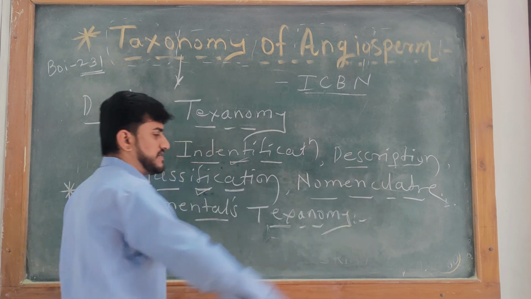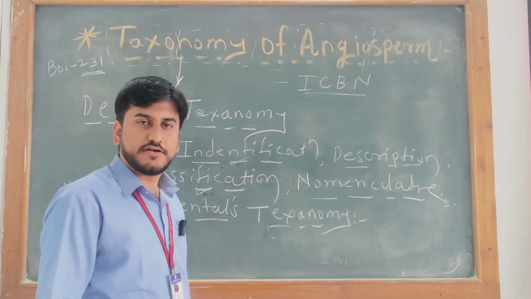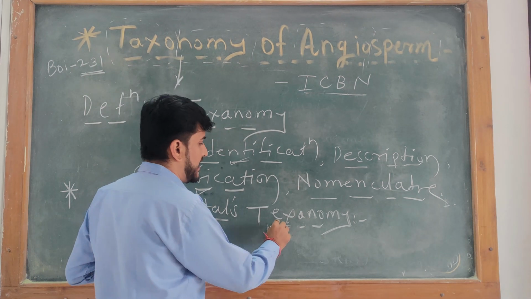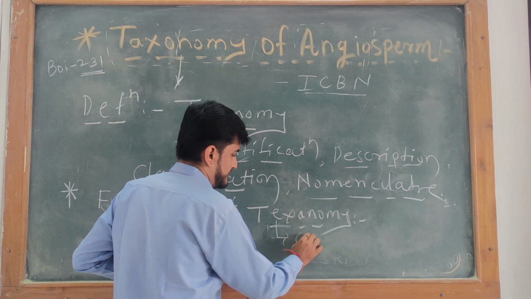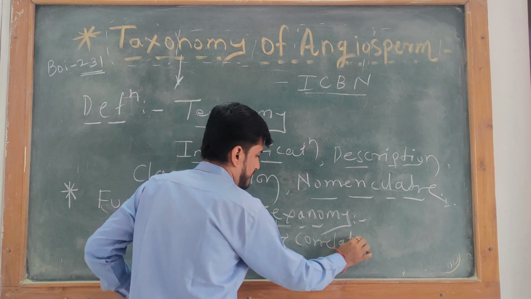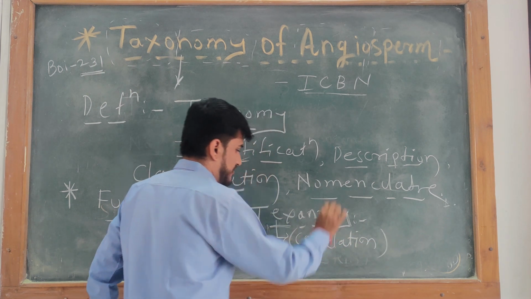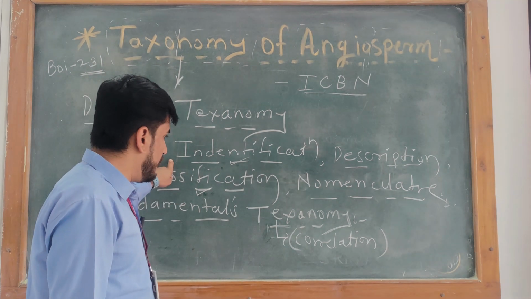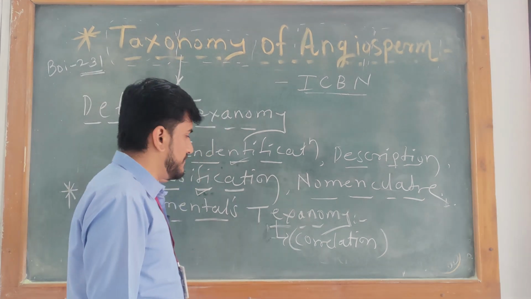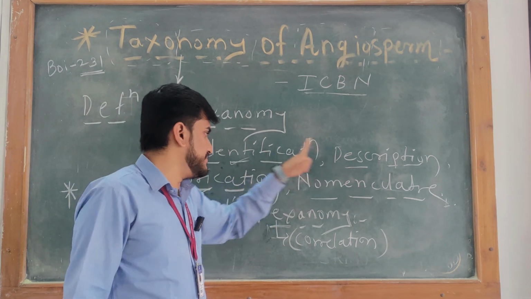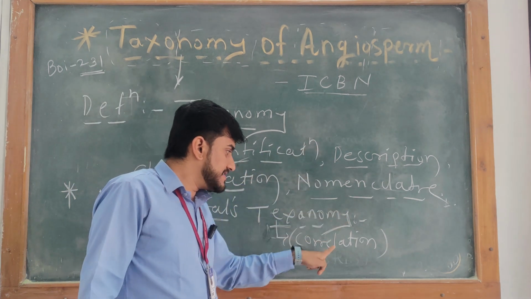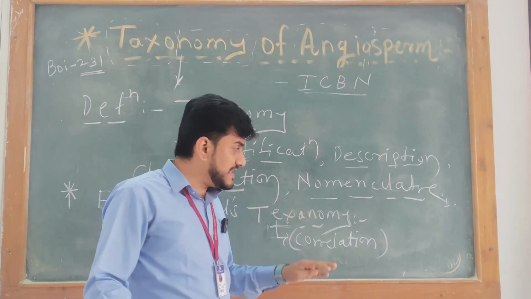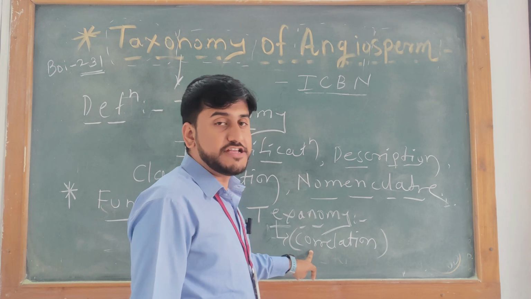So fundamentals of taxonomy. Fundamentals means what? Fundamentals is also known as correlation. Correlation means that all four aspects of plant taxonomy: identification, description, classification and nomenclature, are correlated to each other. Correlate means they are totally dependent on each other.